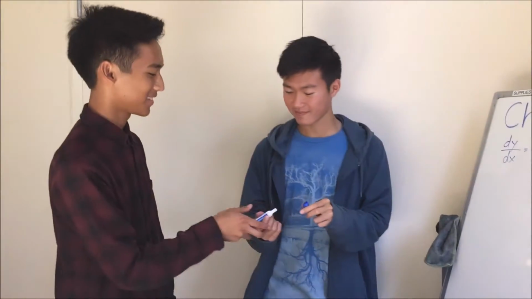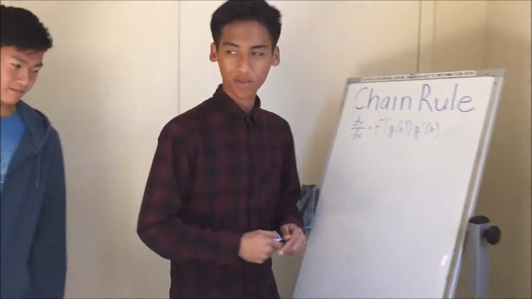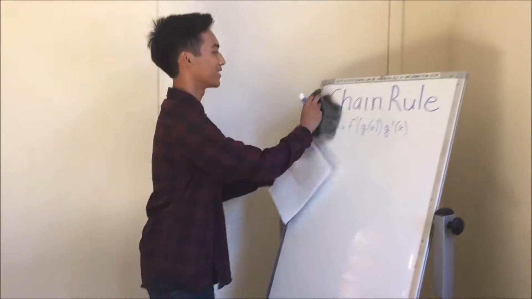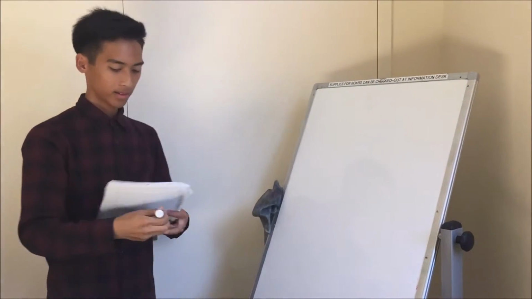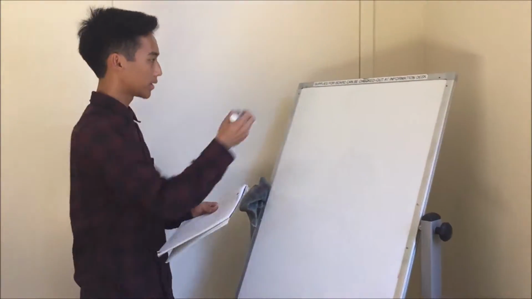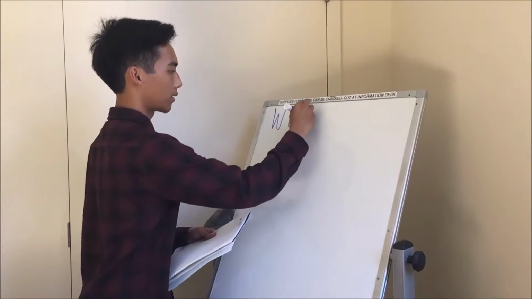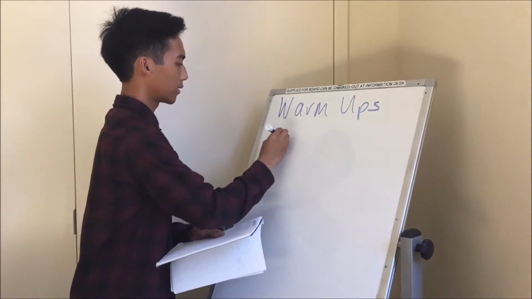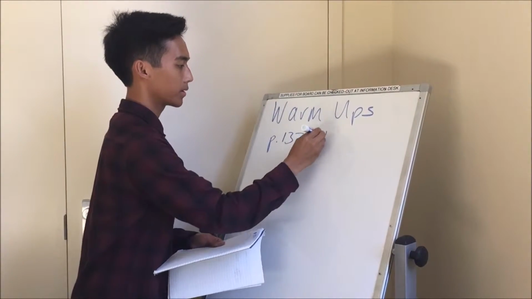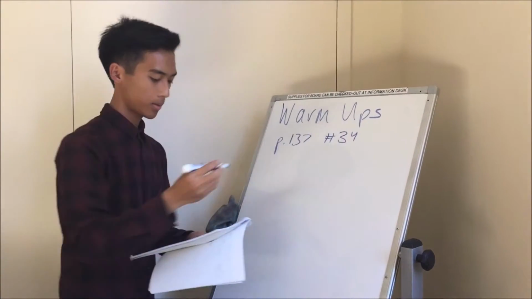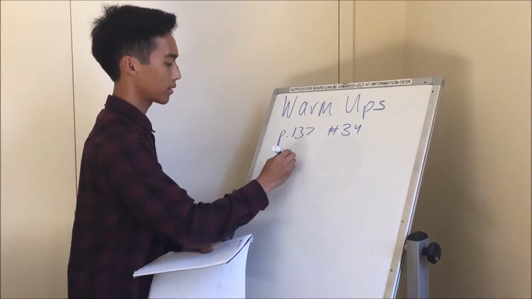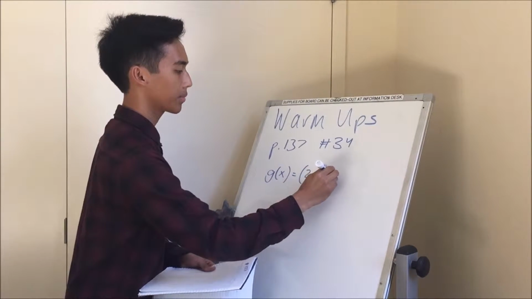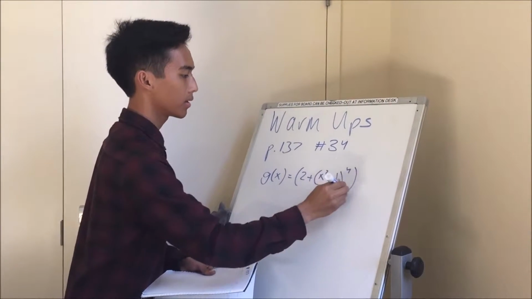Okay, good. Thank you. Now, let's do some warm-up problems. Okay. Today we'll do page 137, number 34, which states that g of x equals 2 plus (x squared plus 1) to the power of 4, all to the power of 3.